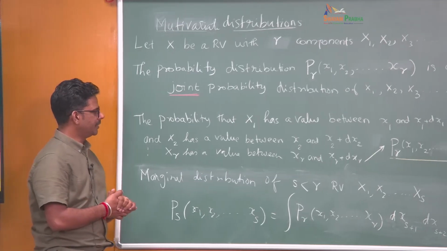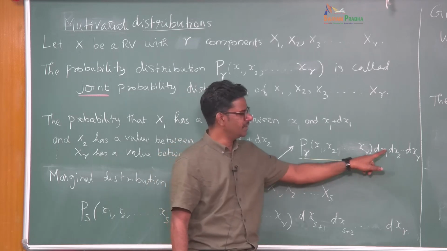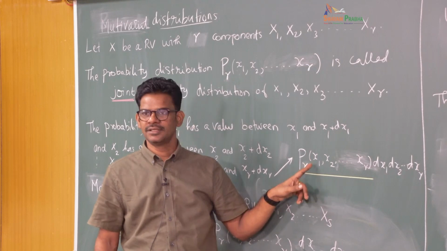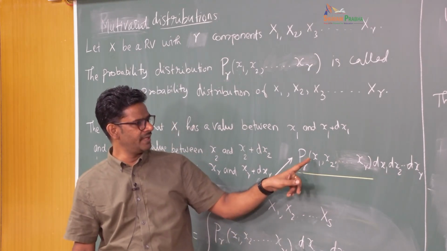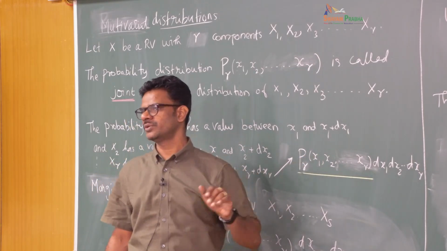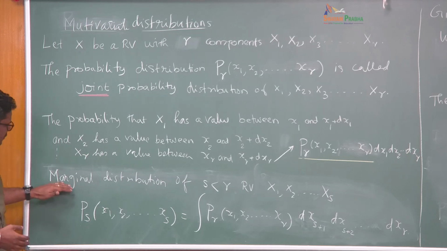And this function P_r of x1, x2 all the way to xr, and then dx1, dx2 all the way up to dxr, this basically gives me the probability that the first variable will be found between x1 and x1 plus dx1, and x2 between x2 and x2 plus dx2, and so on. And then we can also define what is called the marginal distribution.